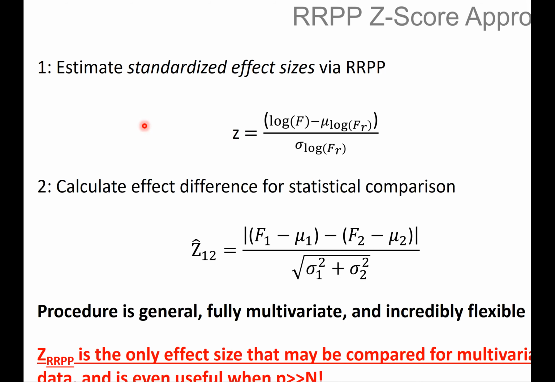But this is the strength of signal in multivariate data. And to my knowledge, this is the only procedure that allows us to compare the strength of signal in multivariate data sets, even when the number of variables is greater than the number of observations, right? So when we're in the true high dimensional data range, we can do this. And this is pretty general.